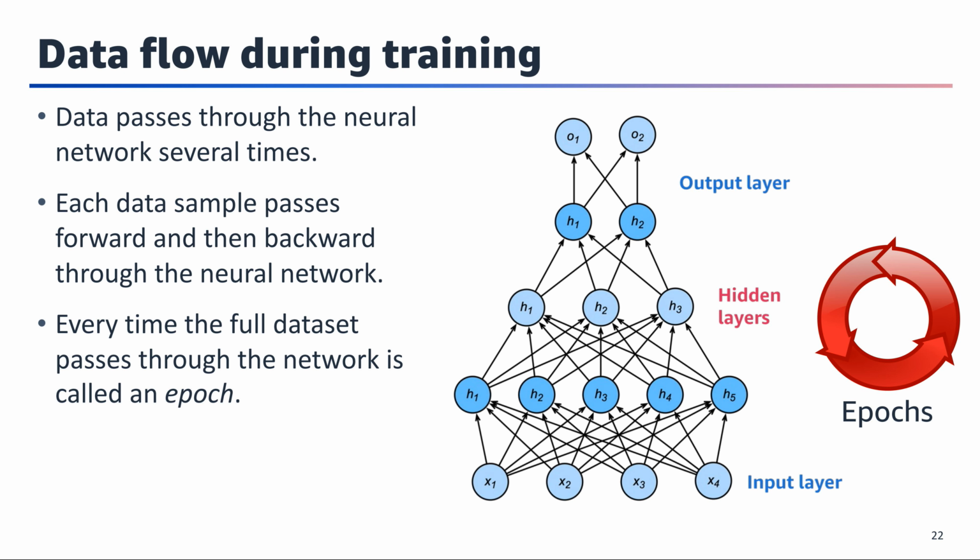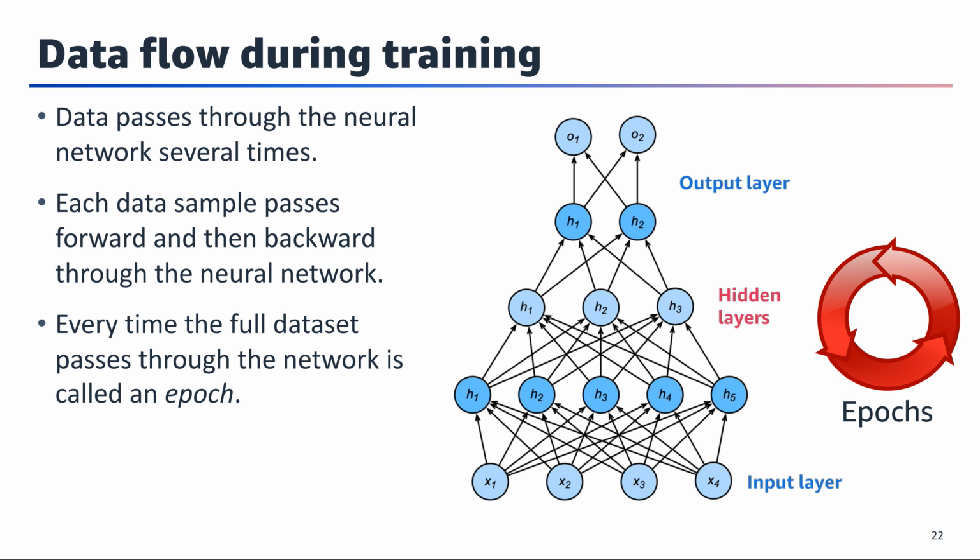Data flows two ways during training, forward propagation and back propagation. It passes through the neural network several times, forward and then backward. Every time the full dataset passes through the network is called an epoch. In forward propagation, data flows toward the output layer from the input layer to generate a prediction. The predictions are often used to compute the loss function, which is then used for backpropagation.